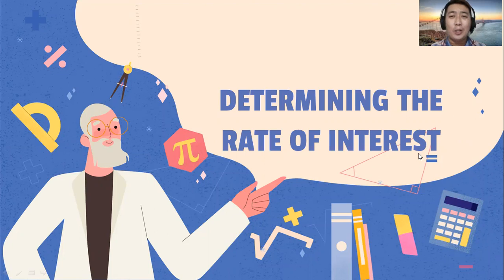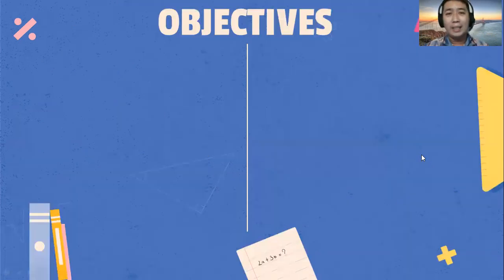For today, we are going to determine the rate of interest of a given simple interest problem. I know all of you are excited. Let's try to solve and analyze the given problems. But before that, let's identify the objectives of this lesson.